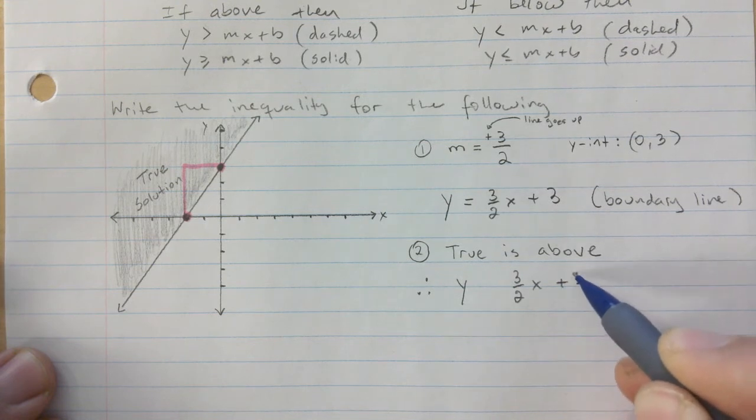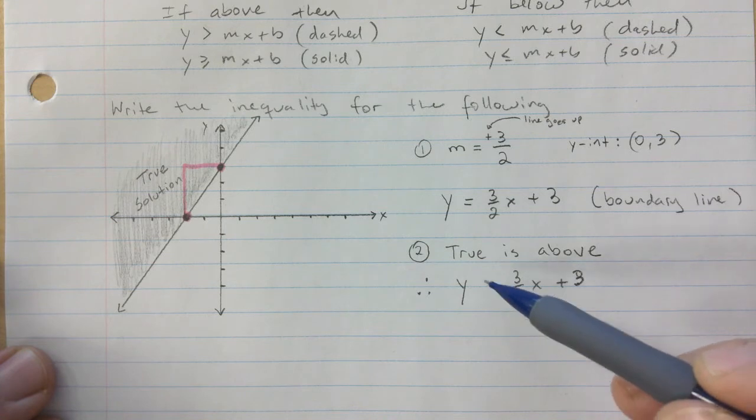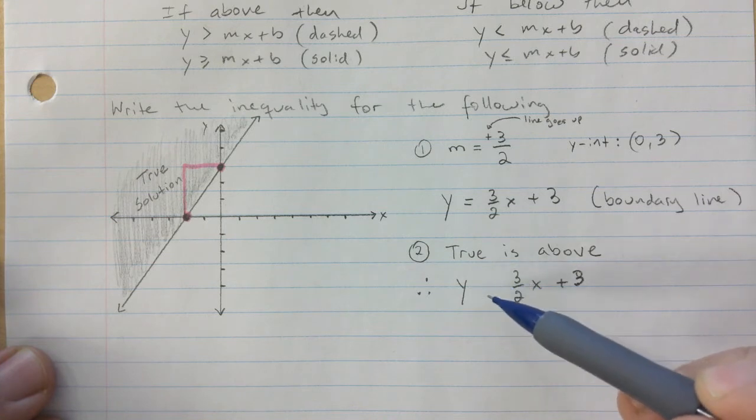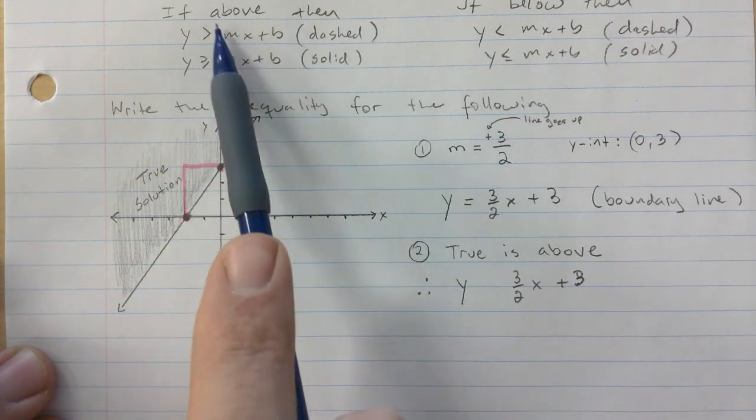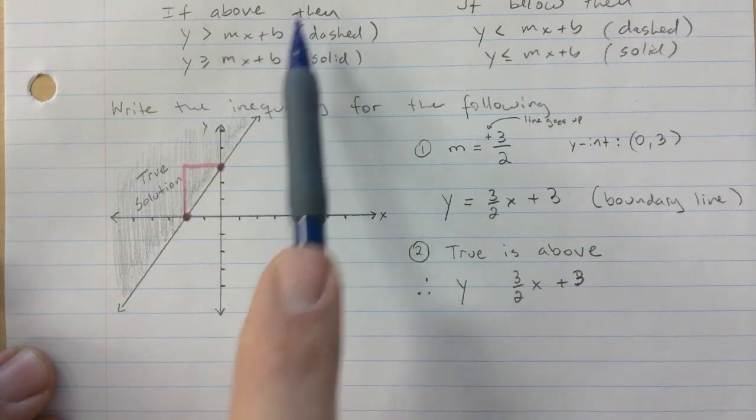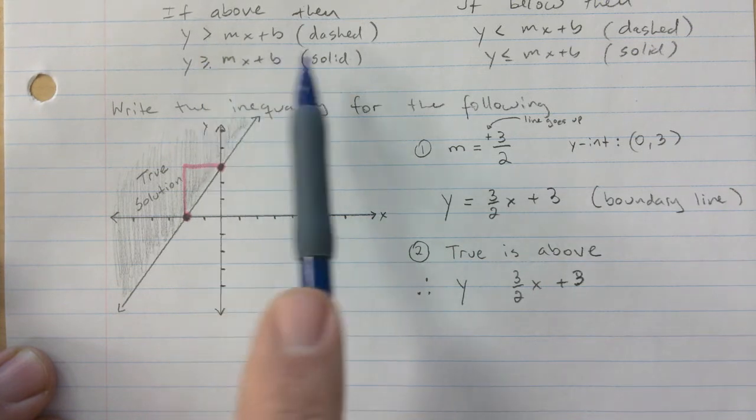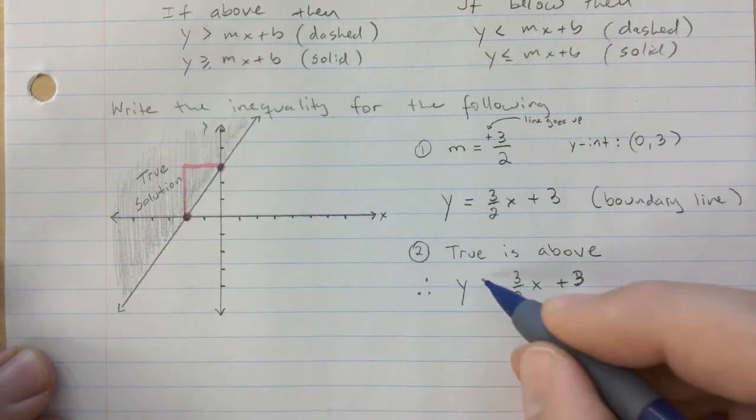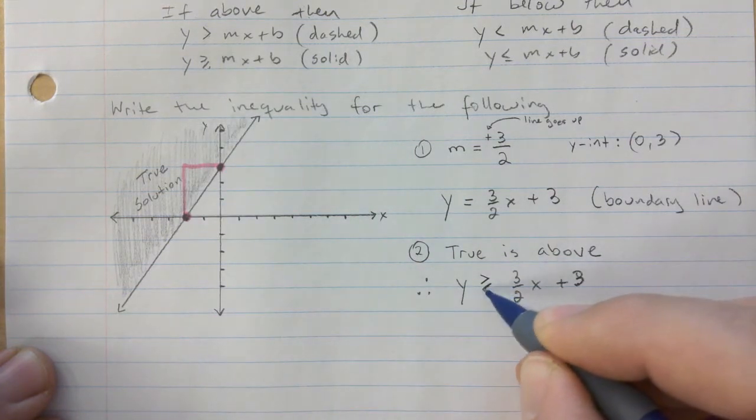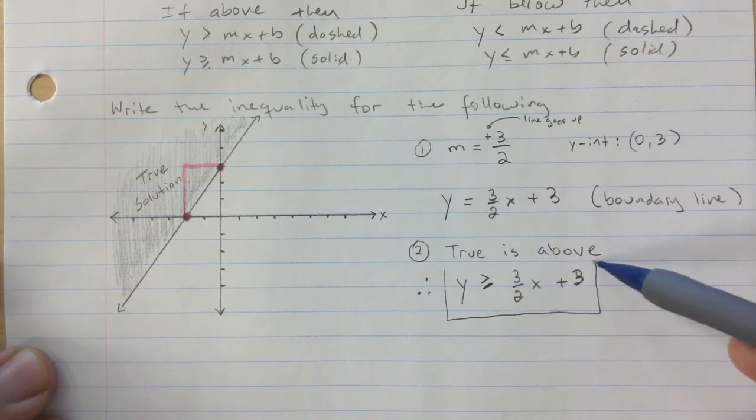So you write everything down except for the equal sign. You're now going to have to replace it with the appropriate inequality. So which one are you going to have to use? If true is above, then we have to use one of these two. Since it's a solid line, we're going to use this one right here, so greater than or equal to. And this is what you're after.